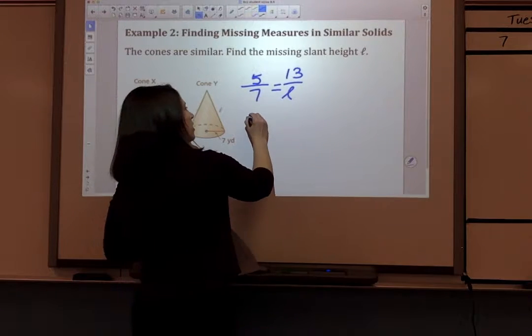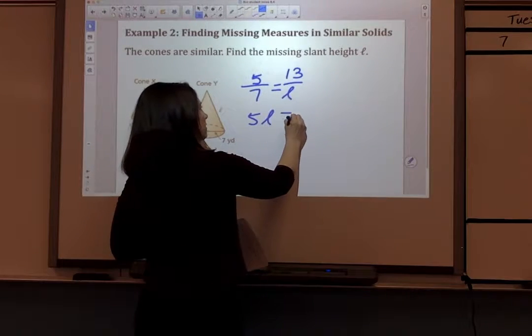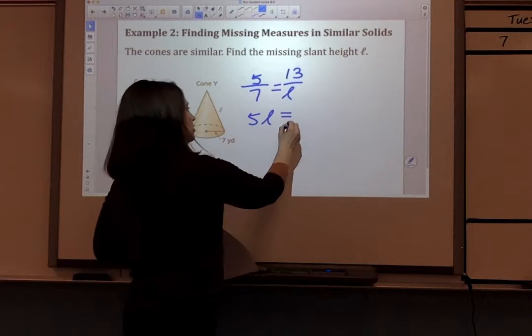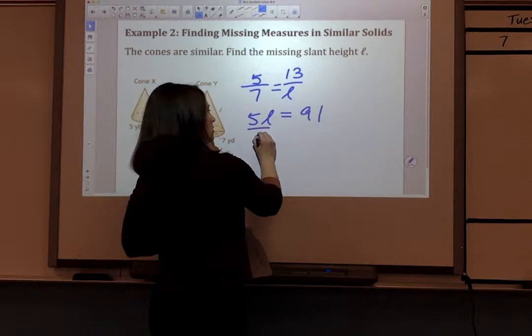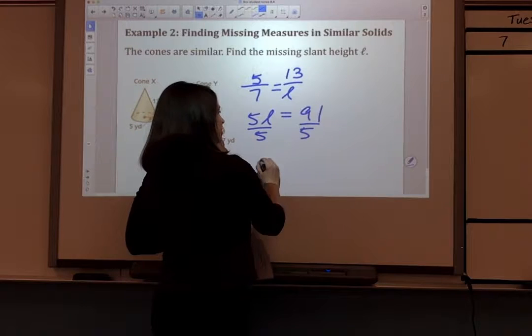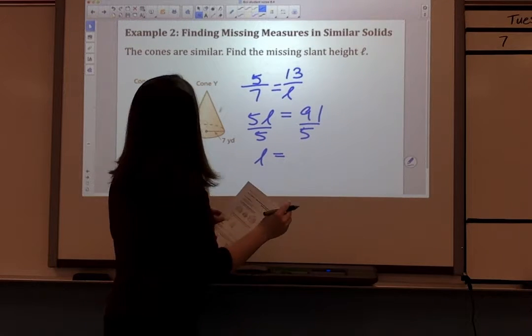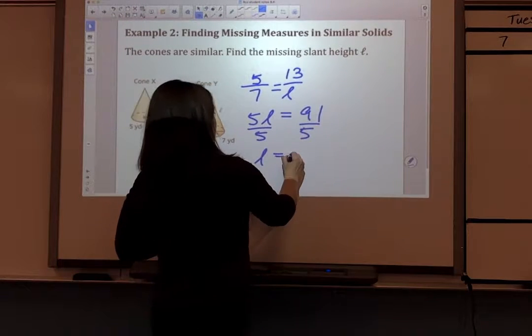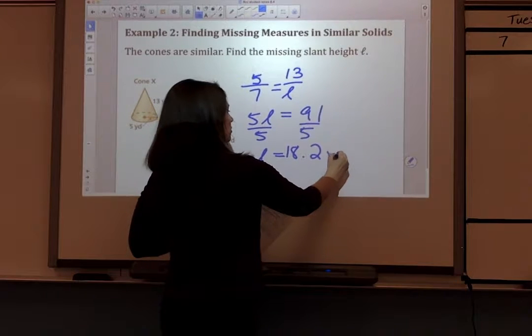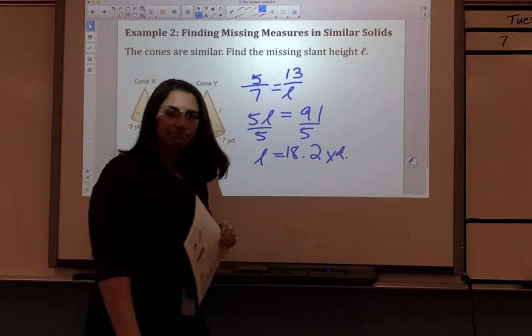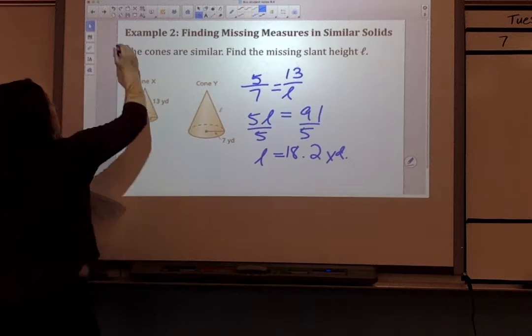So we're going to use cross products. That's 5 times L equals 13 times 7, which is 91. We'll divide both sides by 5, and we get that the slant height is 18.2 yards. Okay?